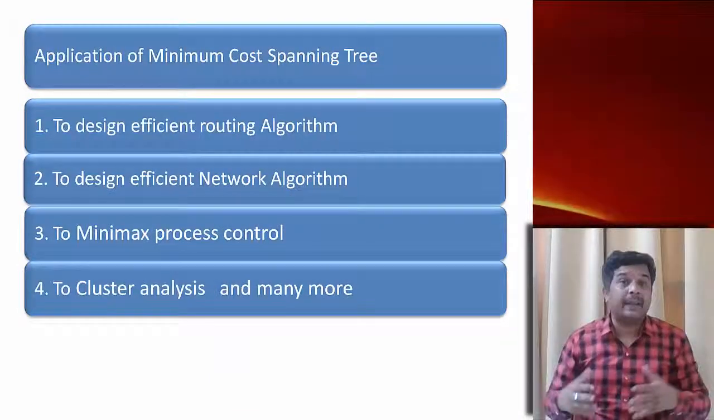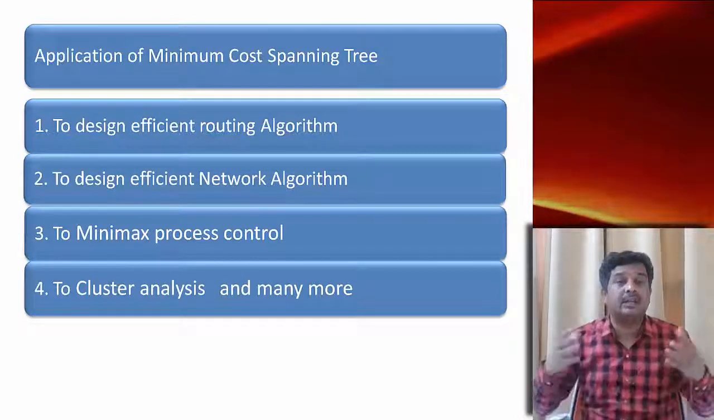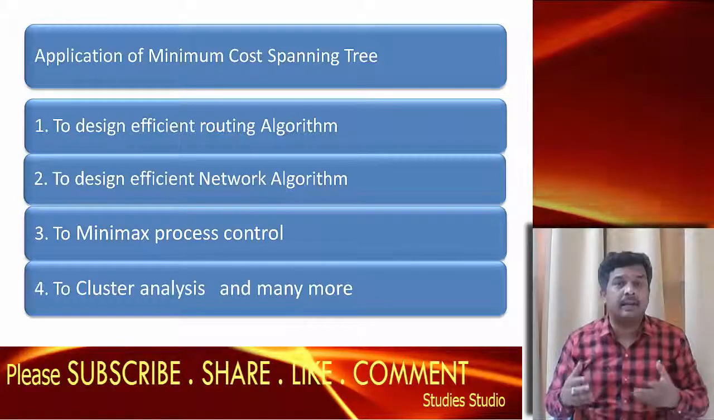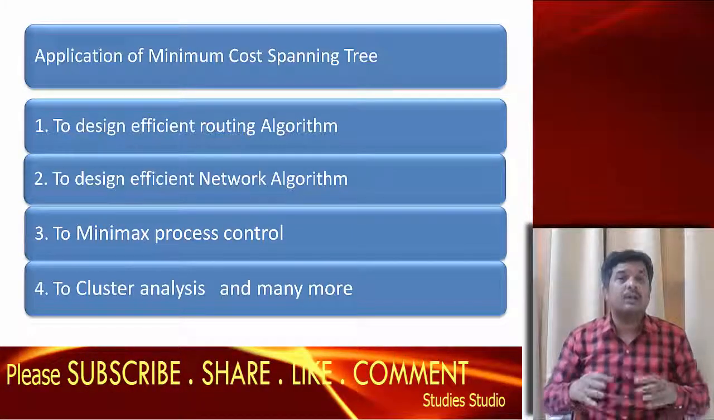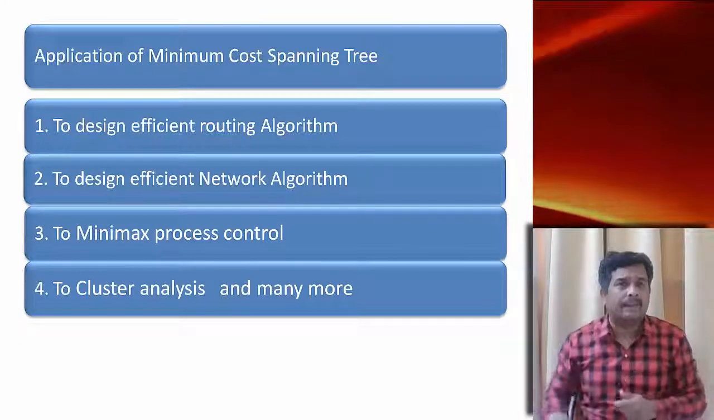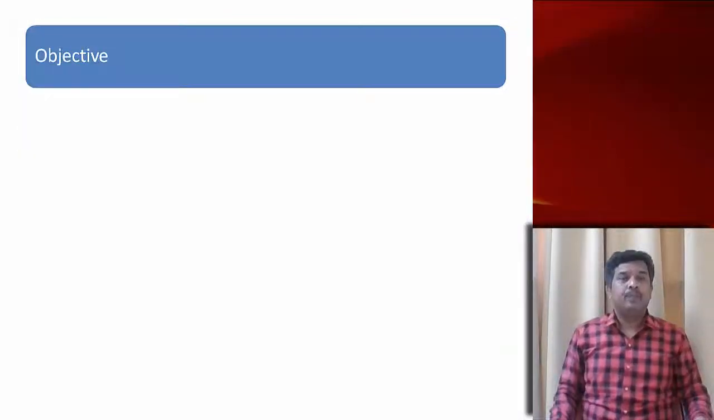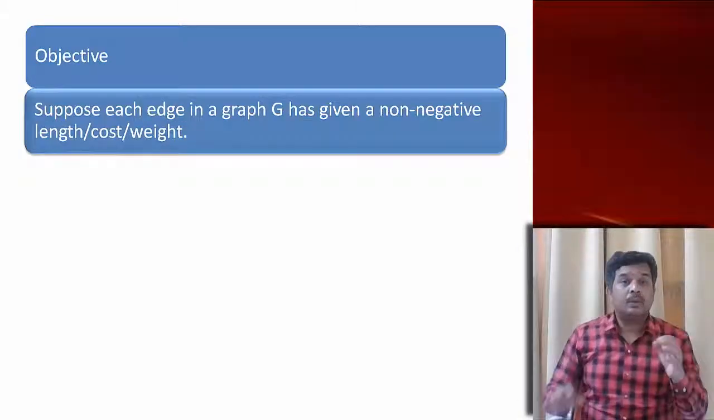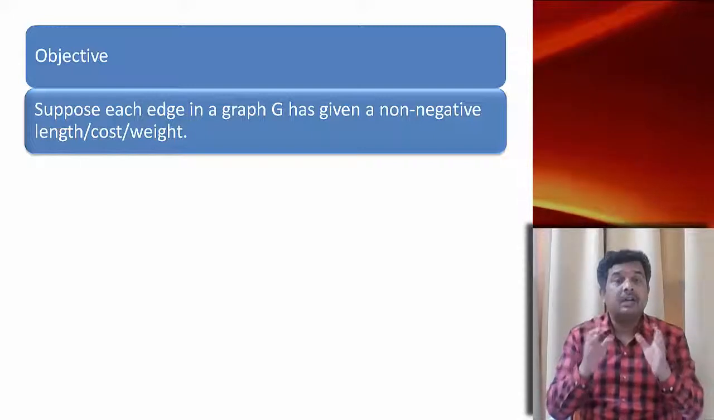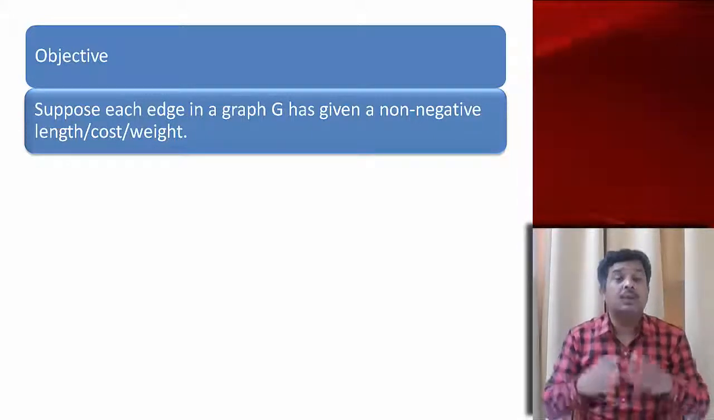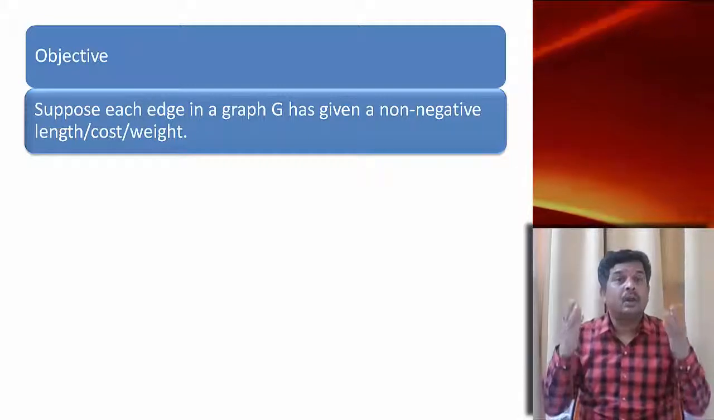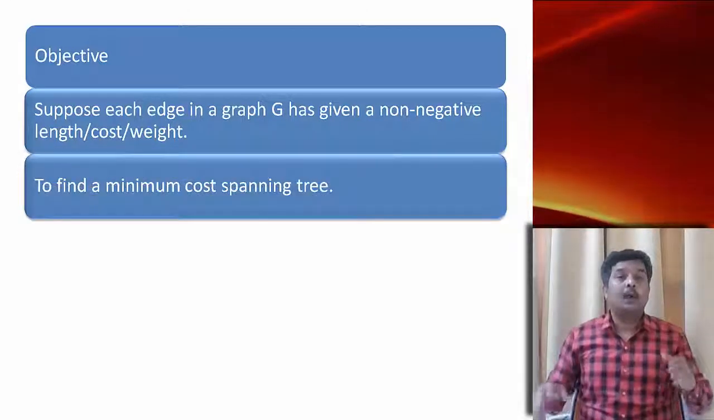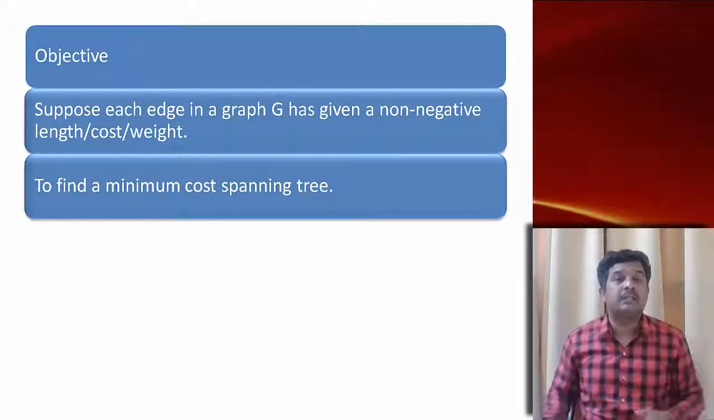So let us see why we are learning minimum spanning tree, what are its applications. Basically minimum spanning tree is used for routing algorithm, network algorithm, minimax process control, cluster analysis, and there are many more applications for minimum cost spanning tree. So what is the objective? Suppose each edge of the graph is associated with a non-negative value, let it be the cost, weight or length. Such a graph is a weighted graph, and we are going to take this weighted graph to find the minimal spanning tree.